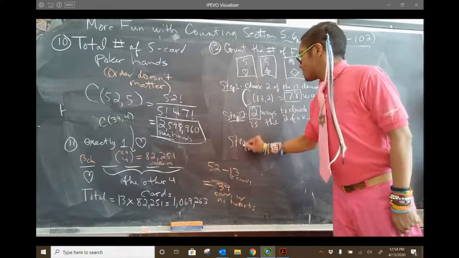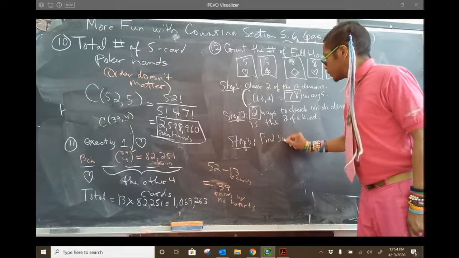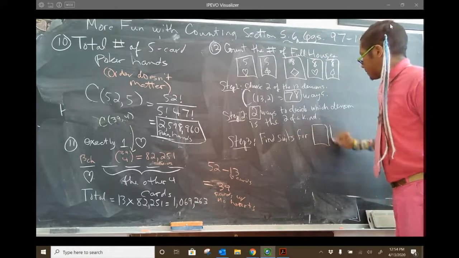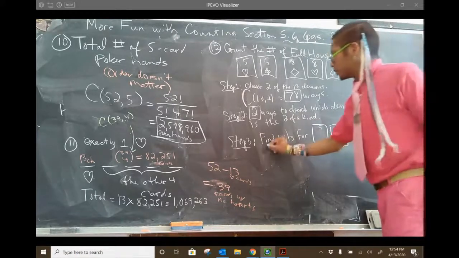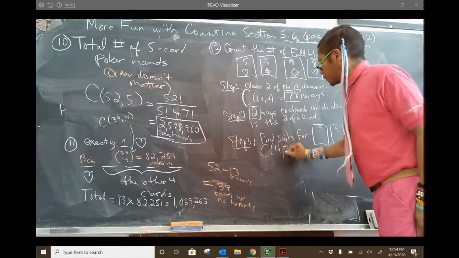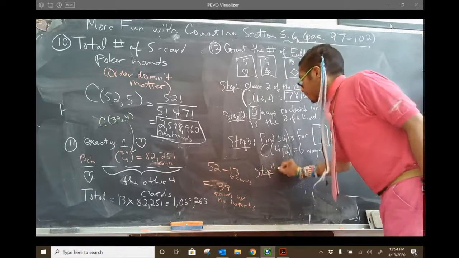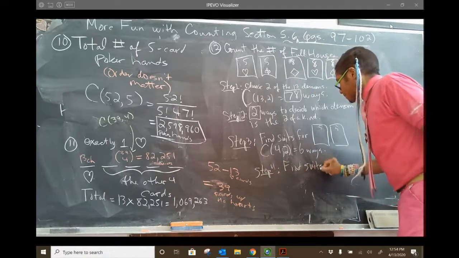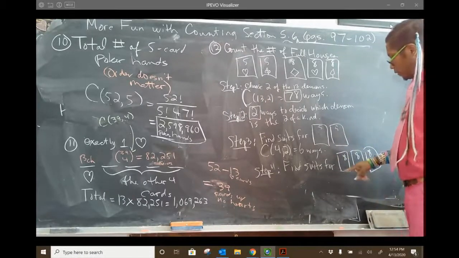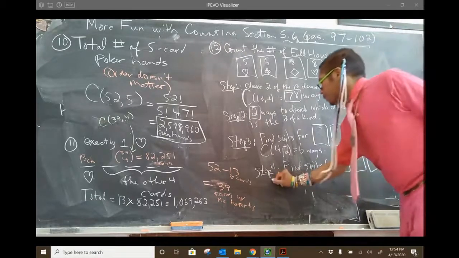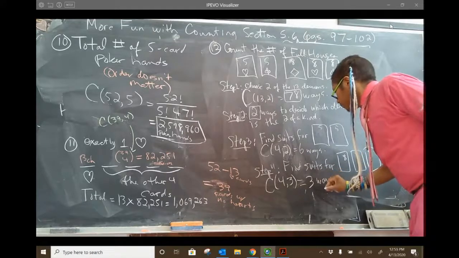Step 3, we have to find the suits for that thing. Find suits for the two of a kind. In our example, there are four possible suits for the 5s, so I'm going to choose 2 of the 4 suits to put in there. Or find suits for the 3 of a kind. Well, there's 4 possible suits, and I'm going to choose 3 of them. And that becomes 3 ways. 4 ways.